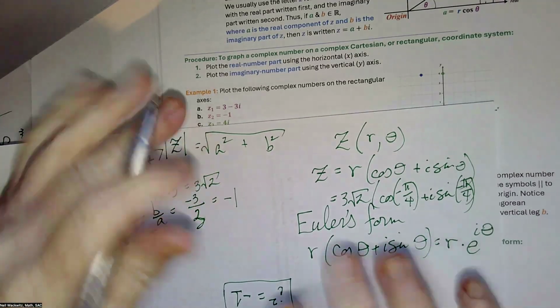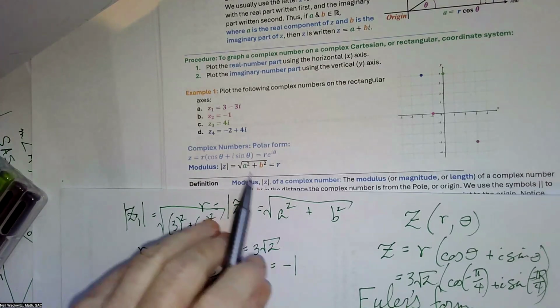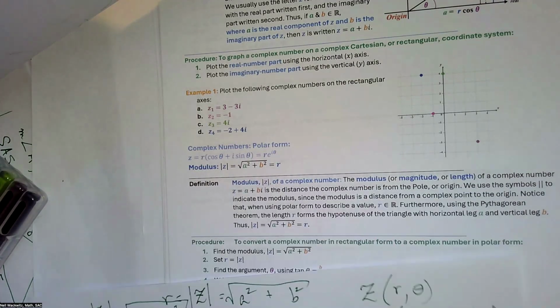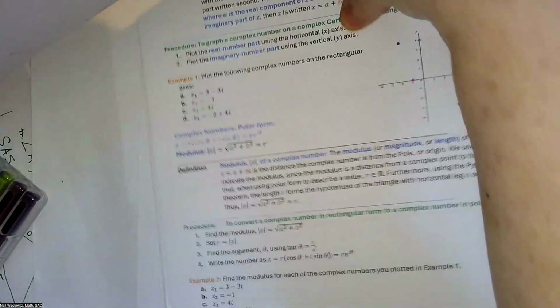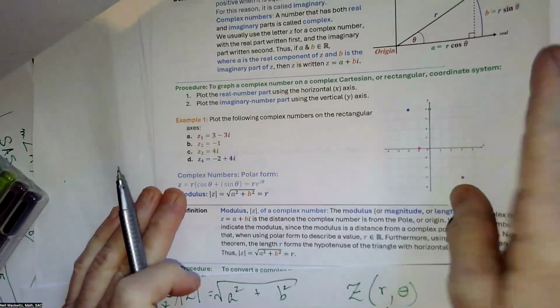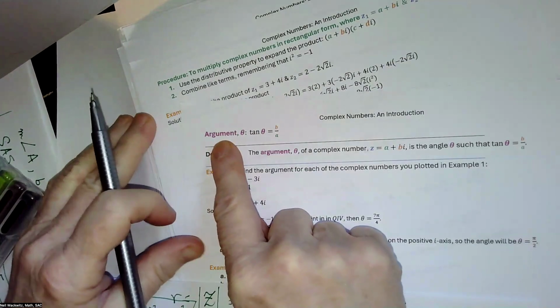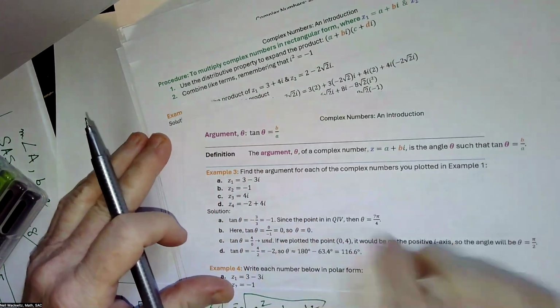All right, so we've got these 3 forms. To find r, we're going to take a squared plus b squared, square root. And to find theta, theta is called the argument. And we know that the tangent of theta is b over a.